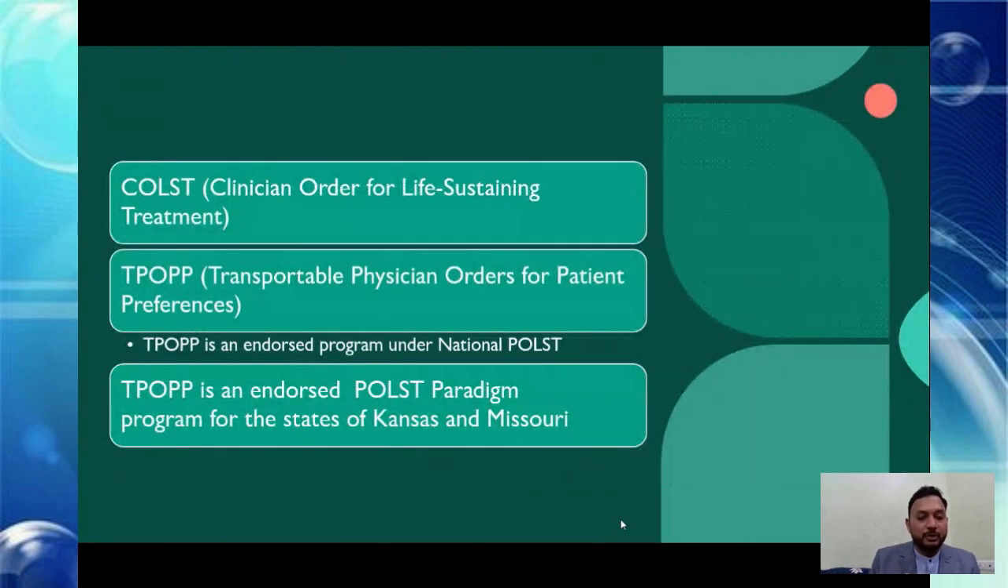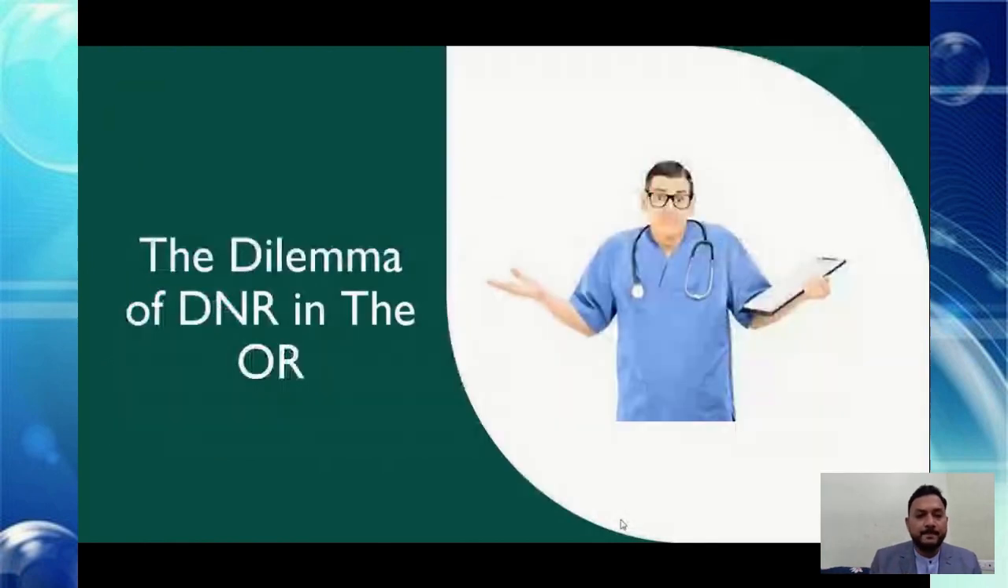Similar to MOLST and POLST, we have COLST also, that is clinician orders for life-sustaining treatment. All these are seen in different states in the United States. They just come out with different terminologies. I'm not going into the details of this. There is also something called TPOPP, that is transportable physician orders for patient preferences. This is basically for the states of Kansas and Missouri. I'm just giving examples.